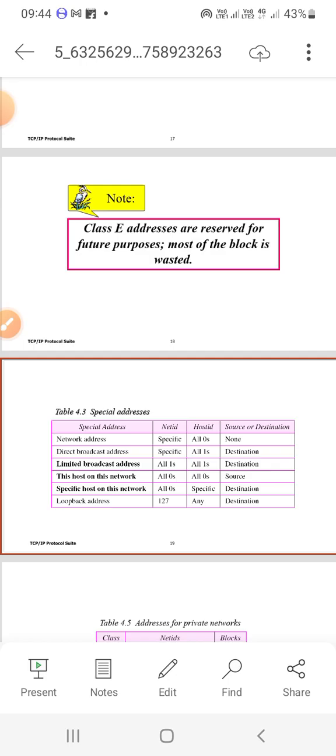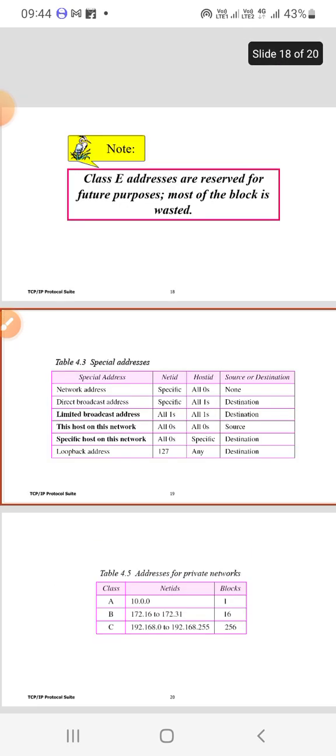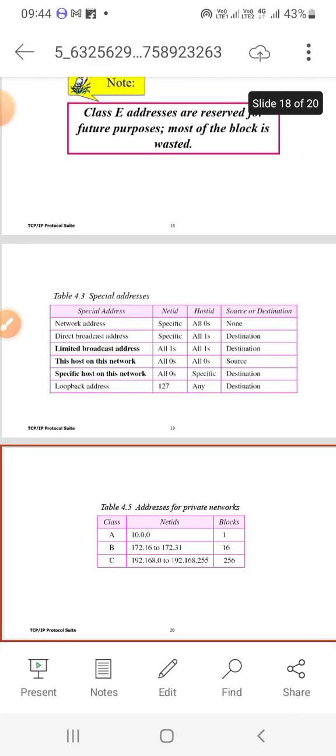The network this particular host is on is identified. The loopback address means 127.x.x.x. This is the loopback address. These are special IP addresses. Next, private IP networks: 10.0.0.0 is a private address. 172.16 to 172.31 is another private range. 192.168.0 to 192.168.255 is another. These are private IP addresses.